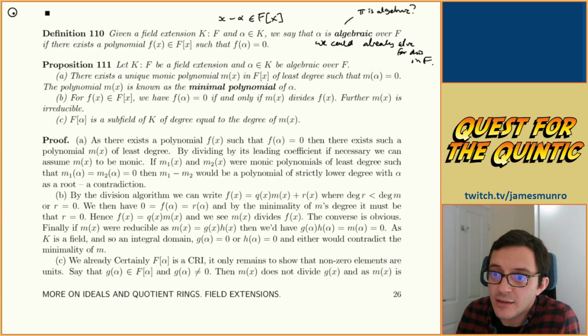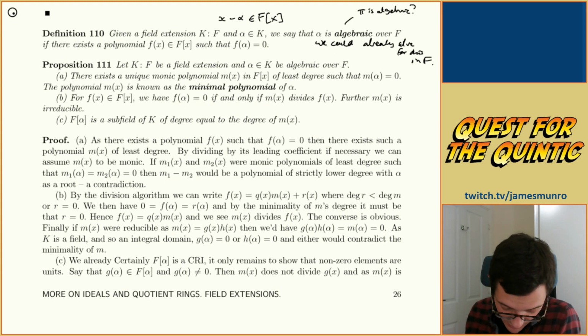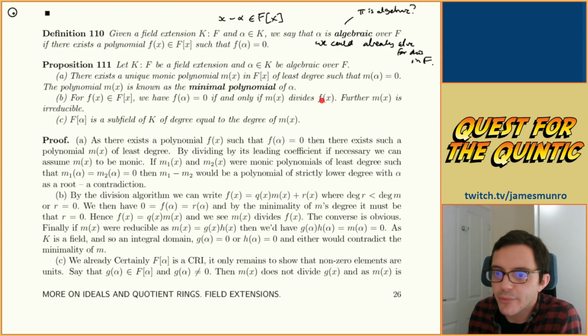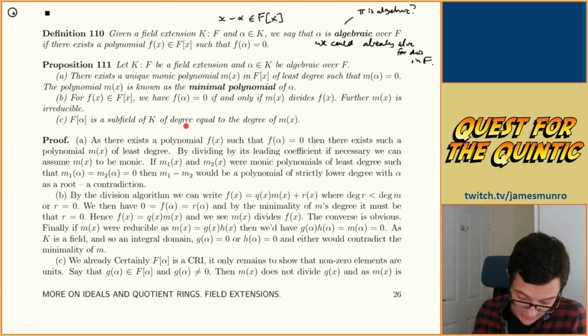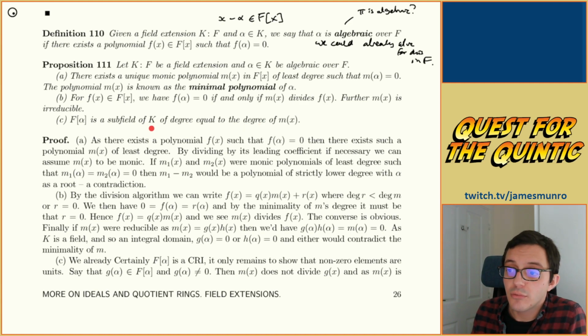For f in F[x], a polynomial, we have f of alpha equals 0 if and only if m divides f. Oh, this is the irreducible. This is the ideal generated by the minimal polynomial. And m of x is irreducible because if you reduced it, you would get two things which multiply together to give m of x. Well, we'll get those on the page. Oh, yeah, this is what I wanted, I think.